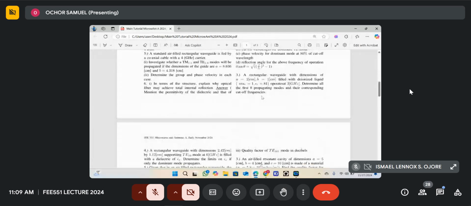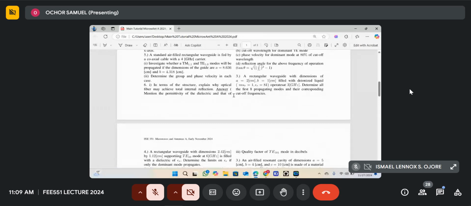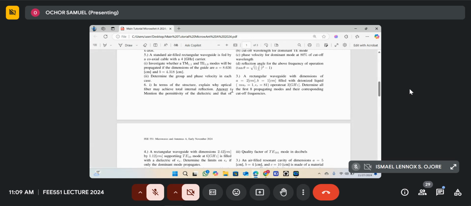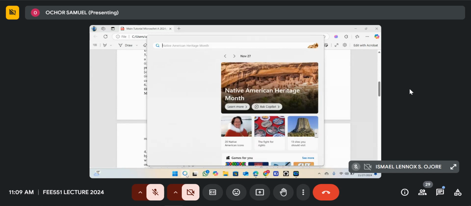Yeah, I hope you can see my screen. Question 3 says, a rectangular waveguide with the dimensions A 2 centimeters, B 1 centimeter, filled with the liquid with mu r 1 epsilon r 81. It operates at 3 gigahertz. So we have to determine the first 8 propagating modes and their corresponding cutoff frequencies.